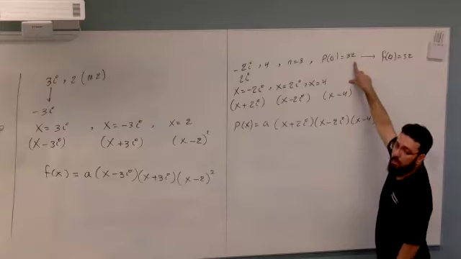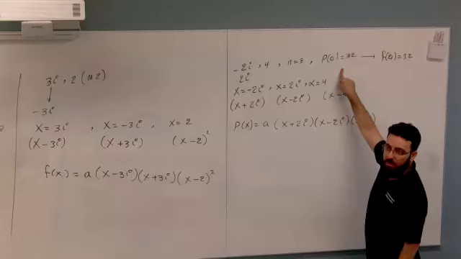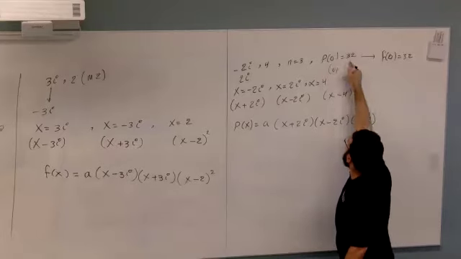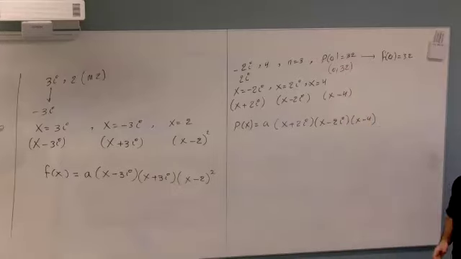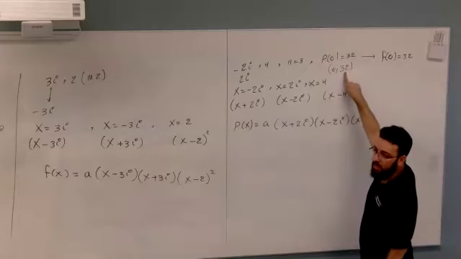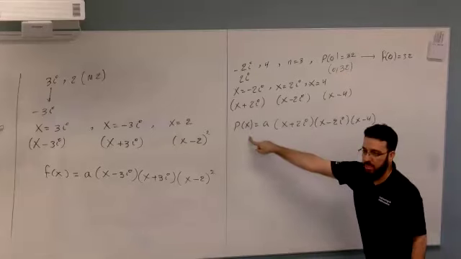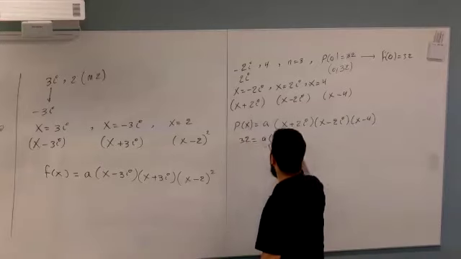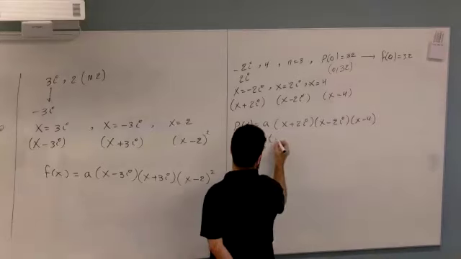P of x equals how much? This is the y-intercept. X is 0, equals what? The y-intercept when x equals 0. So they give you the y-intercept. Now, how much is the value of y? So where is the value of y here? P of x. So this is 32 equals a. How much is the value of x? 0. I'm going to put 0 here.